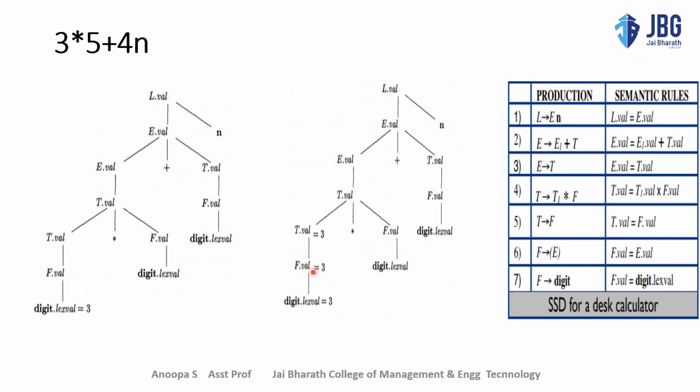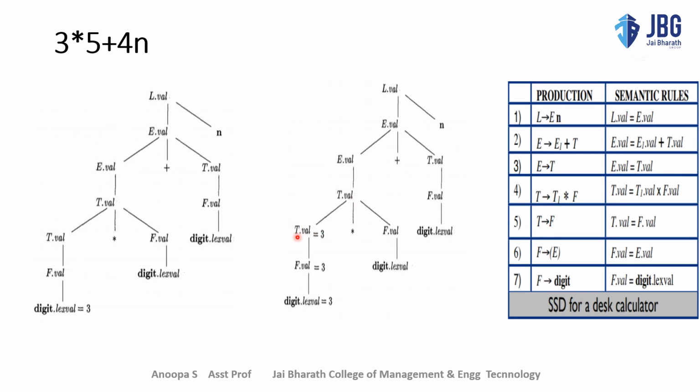Okay. Now we will again look for the production. So what is the production? T giving F, right? So what is the action? T dot val equal to F dot val. So I have to give this value to T dot val.